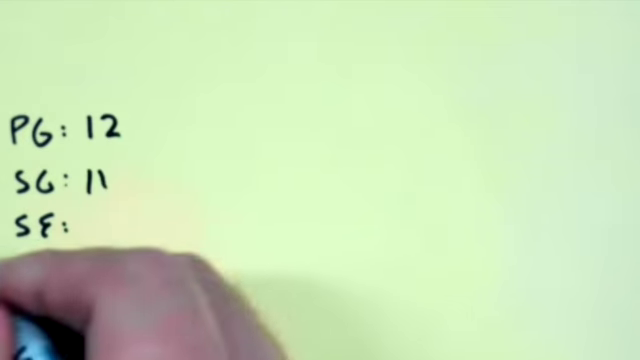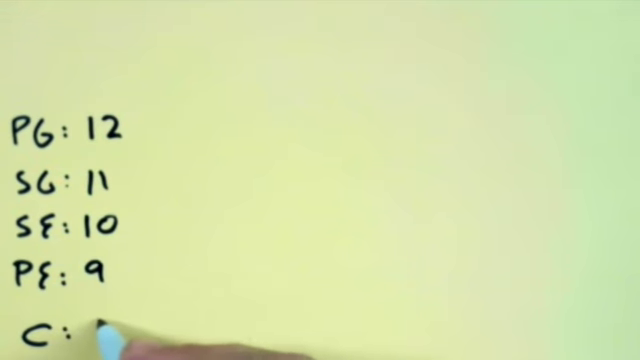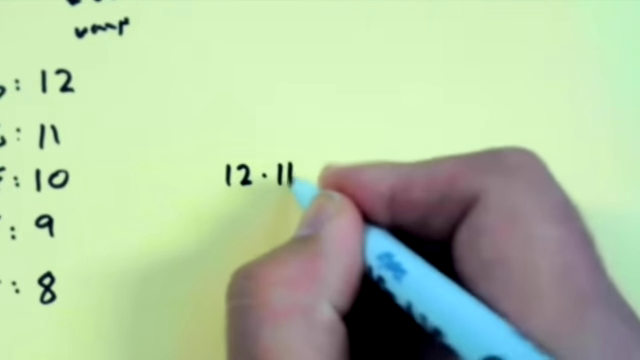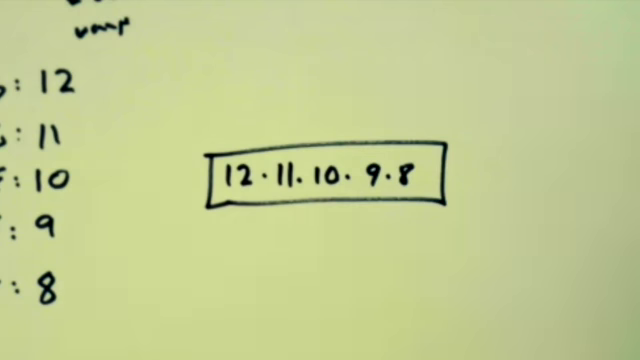I'm going to have 12 choices for my point guard, 11 choices for my shooting guard, 10 choices for my small forward, 9 choices for my power forward, and 8 choices for my center. I can't have people play both positions. I can't say, all right, you're point guard and center. That doesn't make sense. So here are my tasks, here are my number of ways, and it's 12 times 11 times 10 times 9 times 8. And again, how long did it take me to write that out? It feels like it takes a long time, but it really doesn't.